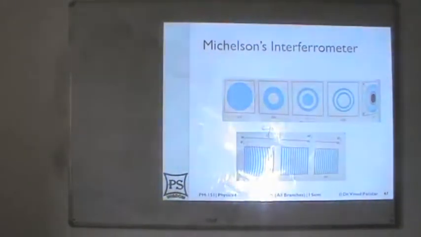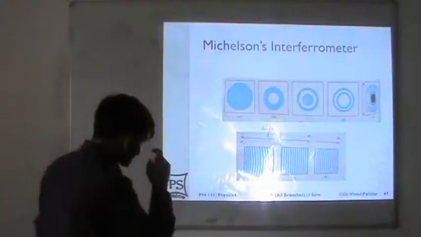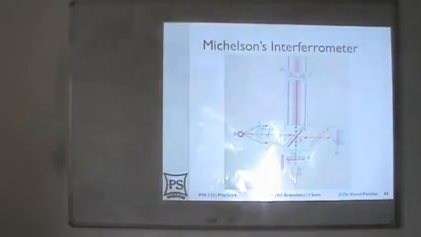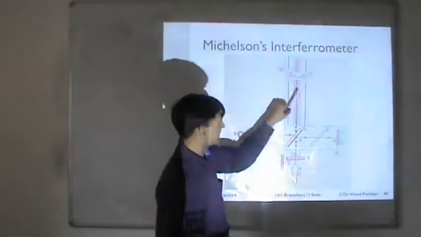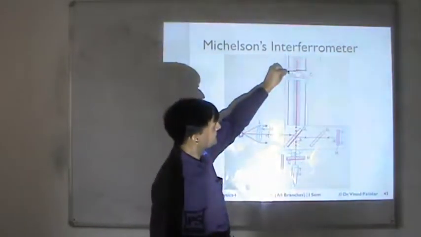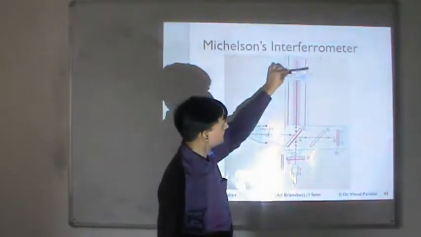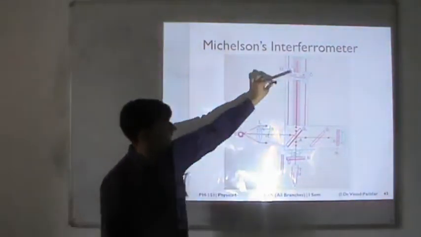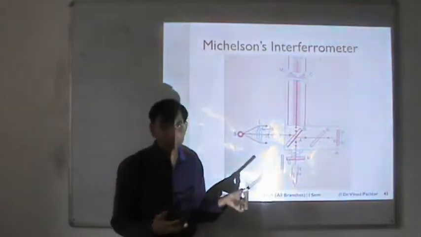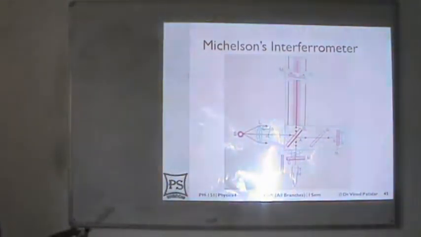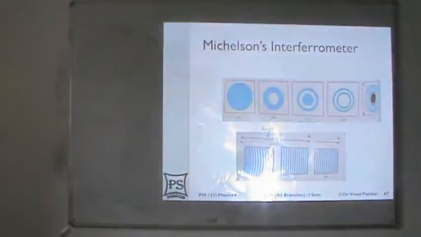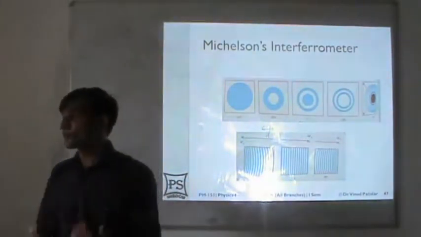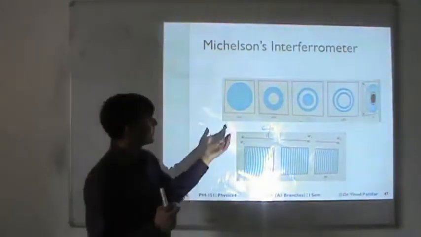Now we move to one more thing. If mirrors M1 and M2 are perfectly perpendicular to each other, in the experimental setup they are really perpendicular, but there is a possibility of tilting these mirrors. If these two mirrors are aligned in such a way that they are completely perpendicular to each other, then you have circular fringes, as I have already explained to you. But if they are not perpendicular, there is a slight mismatch in the orientation, then the fringes produced in the Michelson interferometer are termed localized fringes.